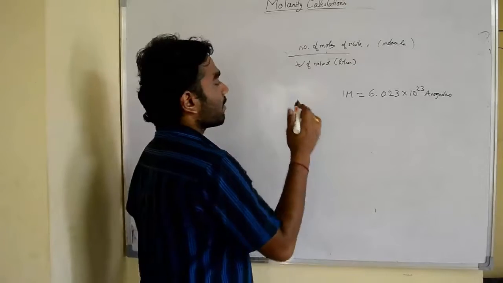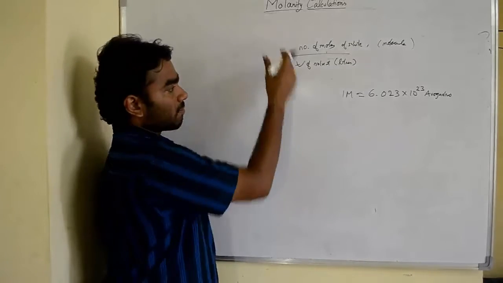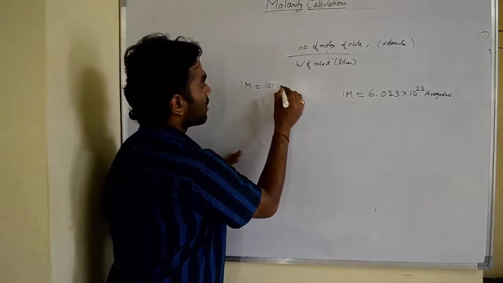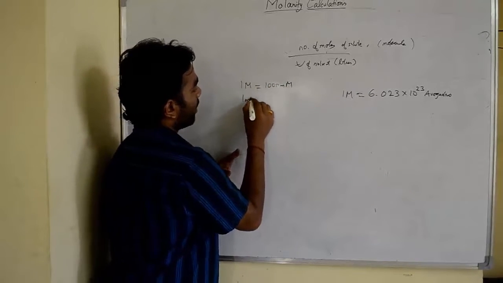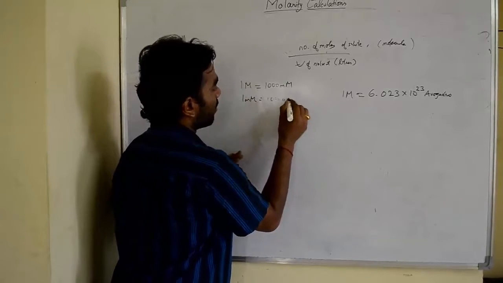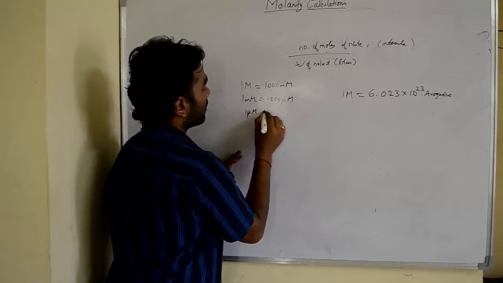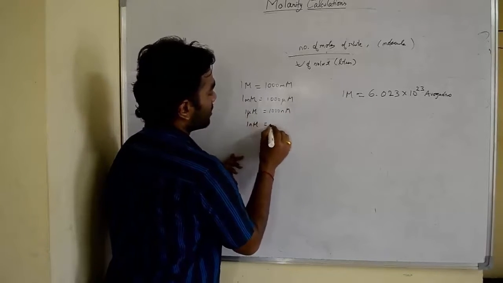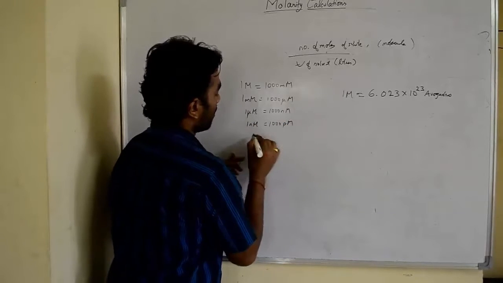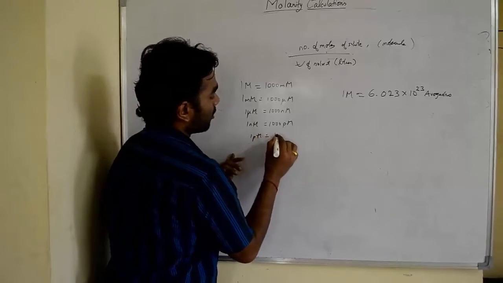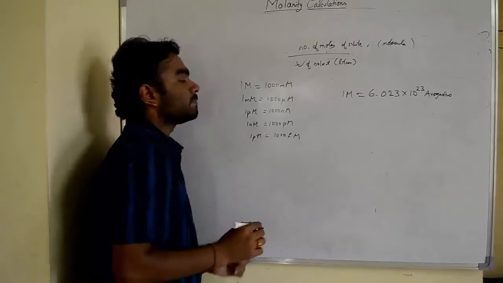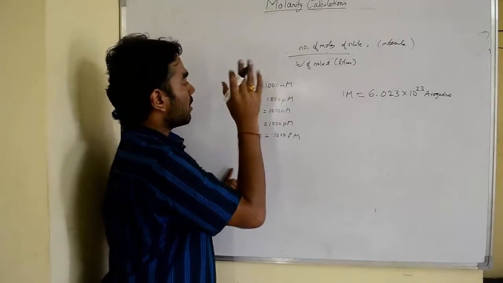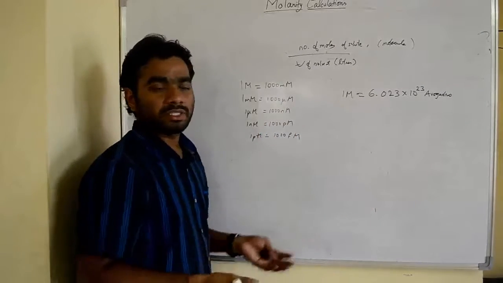I'll give some denominations. 1 molarity is equal to 1000 millimolar. 1 millimolar is equal to 1000 micromolar. 1 micromolar is equal to 1000 nanomolar. 1 nanomolar is equal to 1000 picomolar. 1 picomolar is equal to 1000 femtomolar. You have to remember this, and mostly it depends on how much concentration you make.